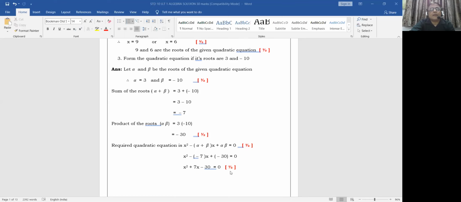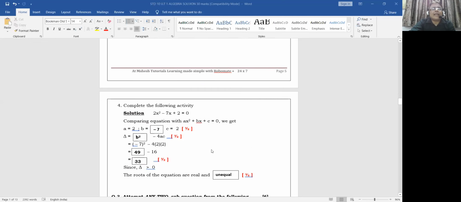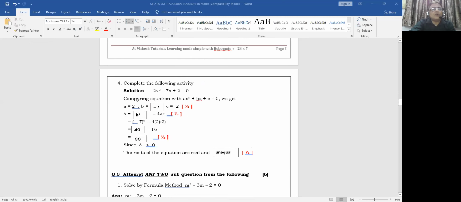Okay, next one. Moving on to the fourth one. Again it is activity based. We have to write the entire solution in the box. If you have made it with pencil, it is good. If you have made it with pen, then also it is fine. In board exam, we will go with pencil.